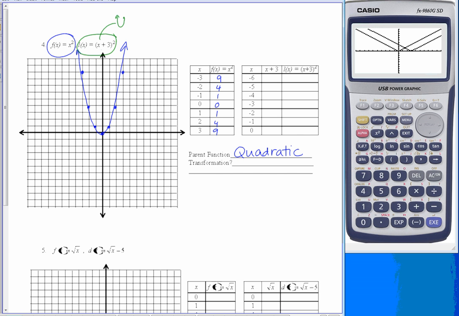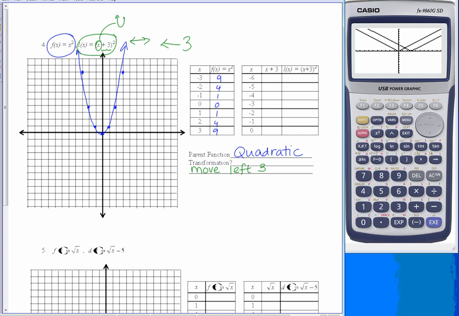But I have my plus 3 this time on the inside. What letter is on the inside? X is on the inside. X goes left and right. X also goes the opposite way you think it's going to go. So this is really going to take me to the left 3 units. So my transformation is going to be move or translate left 3.